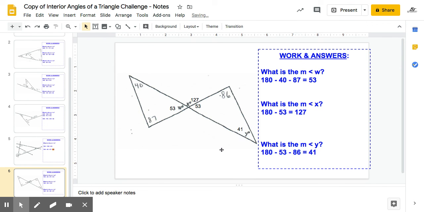Okay, guys, you're now going to complete the interior angles of a triangle challenge assignment. Use this video to help you. And again, you must go in the order that I wrote in this text box. Do not try to skip around with the angles. I put it in this order for a reason. It is the most straightforward way to find the measure of these missing angles. Okay, as always, if you have a question, please ask.